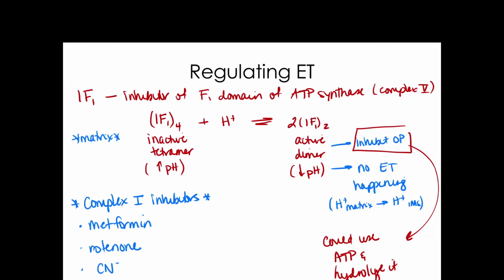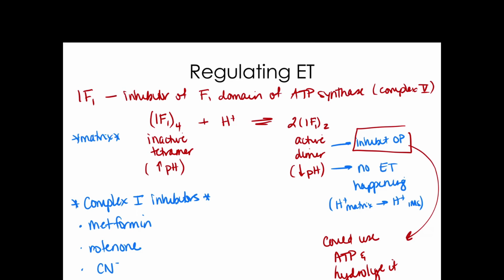So there's a molecule that exists within the matrix that's able to inhibit this domain. So if this inhibitory domain is a tetramer, it's inactive. Now what happens is if it encounters a high concentration of protons, then it will dissociate into an active dimer. So where this can get confusing is, remember, this is a molecule or a substance that's intended to inhibit oxidative phosphorylation. So if we have a lot of protons in the matrix, right, that must mean that there's not a lot of electron transport happening.